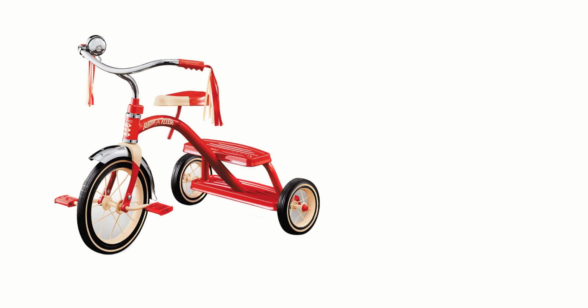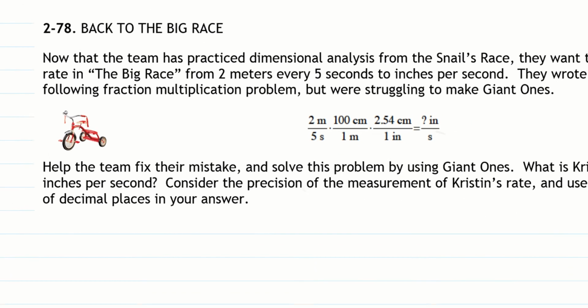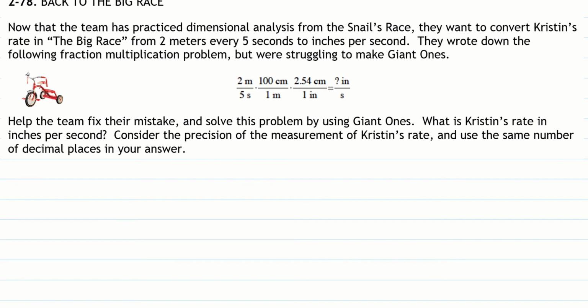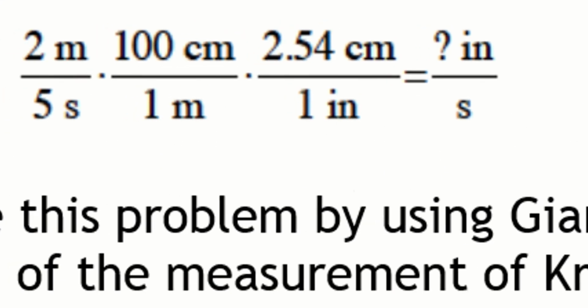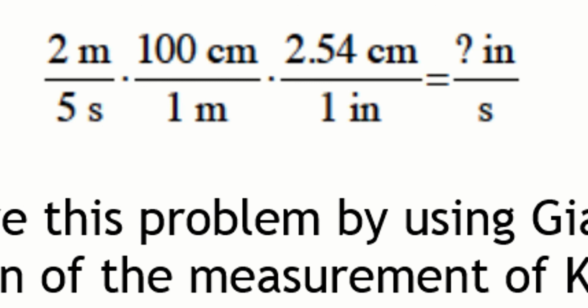All right, back to the trike race. So now that the team has practiced dimensional analysis from the snail's race, they want to convert Kristen's race rate in the big rate from 2 meters every 5 seconds into inches per second. Okay, so that's true. Yesterday she was going 2 meters every 5 seconds, but they would like that to be converted into inches per second, not meters per second. So they wrote down this giant one, and they're struggling with this just a little bit. And I want you to look at it and think if you can see why this is problematic for them.